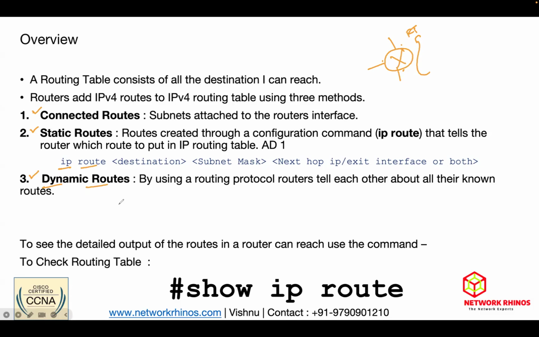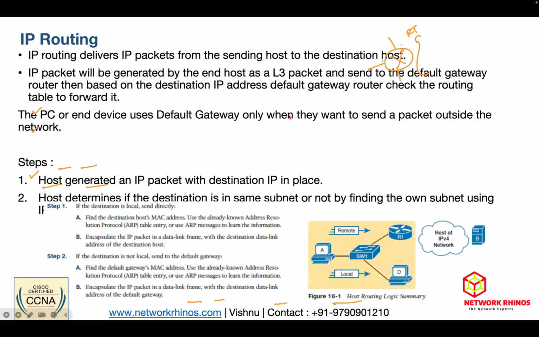Now, whenever you'd like to see the routing table of a router, the command goes like this. Simply type show IP route. So you take any router and you type show IP route. That will show you the routing table. Whatever IP you are seeing inside the routing table, only those IPs you can ping. Other IPs you cannot ping.